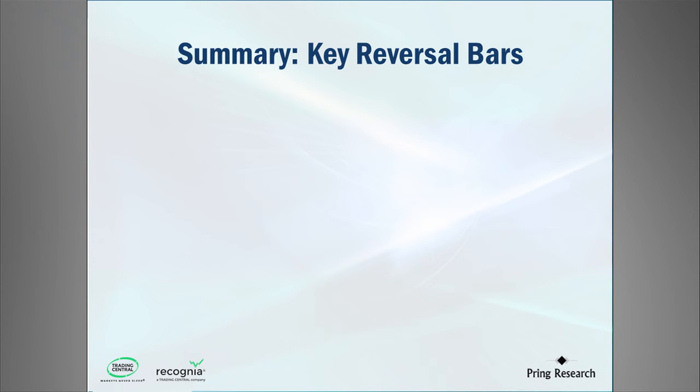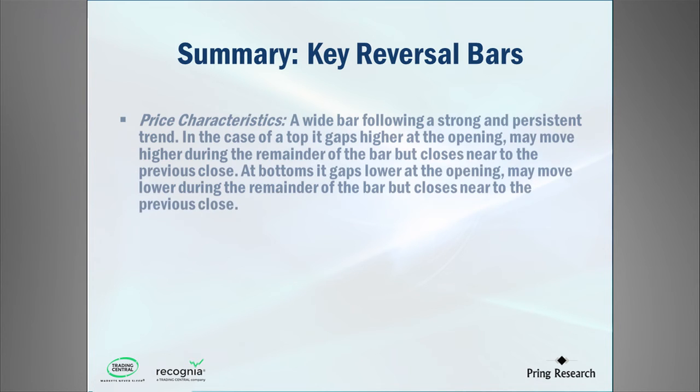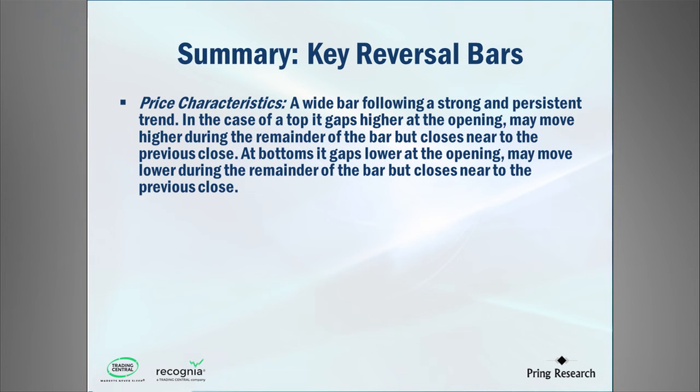Key reversal's quick review. Price characteristics. A wide bar following a strong and persistent trend. In the case of a top, it gaps higher at the opening, may move high during the remainder of the bar, but closes near to the previous close. At bottoms, it gaps lower at the opening, may move lower during the remainder of the bar, but closes near the previous close.